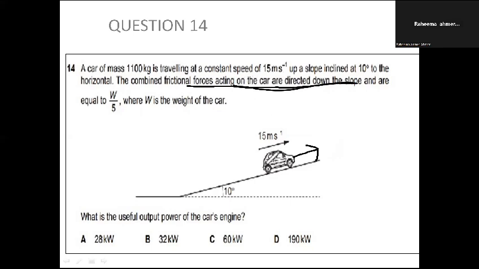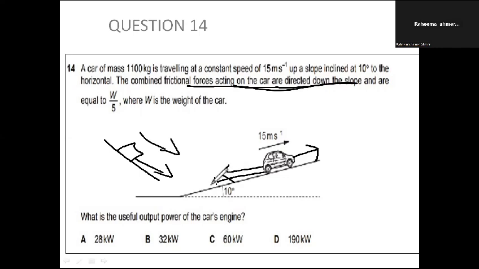So the force acting down the slope is the frictional force. And the second force that is acting down the slope is the horizontal component of the weight. Because when any object is traveling up a slope, the horizontal component of the weight would oppose its motion. Whereas if some object is traveling down the slope, then the horizontal component of the weight would drive it. It would act in the same direction as its motion.